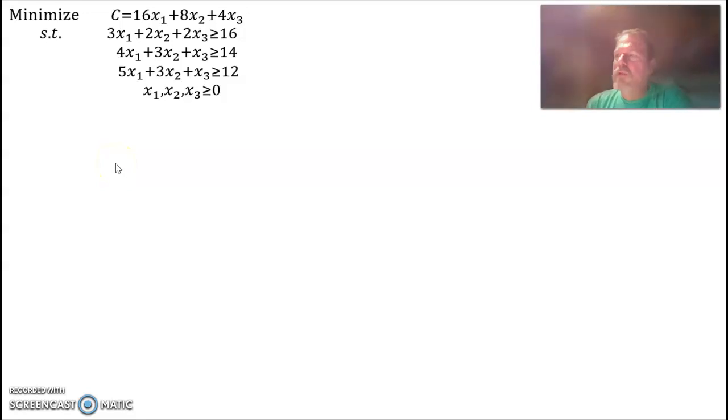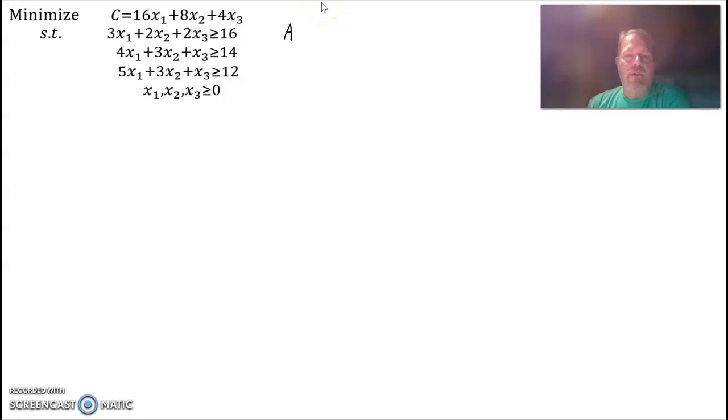All right, so this type of problem is called the dual problem. It's the minimization problem with constraints all of the form greater than or equal to. So we're minimizing c equals 16x sub 1 plus 8x sub 2 plus 4x sub 3. So we do a little bit of scrap work here. You write an A matrix down with the constraint equations first and then the optimization equation last, but you don't move any of the variables in the optimization equation over.